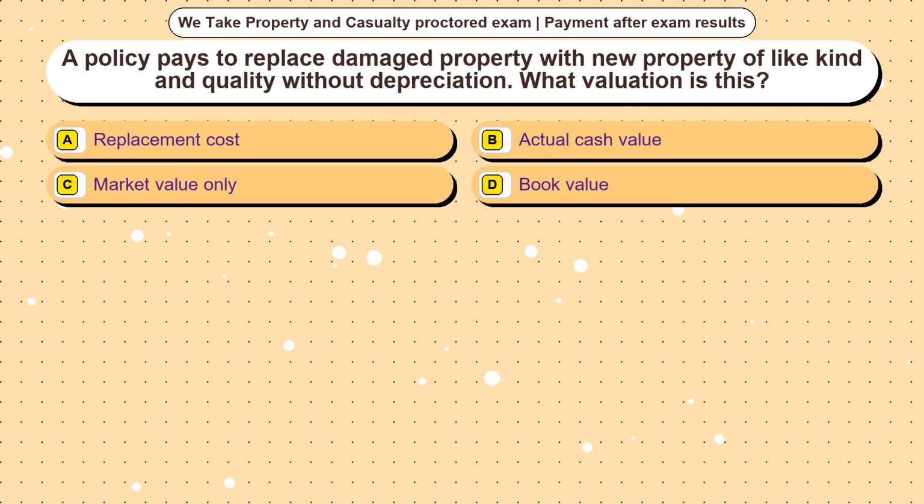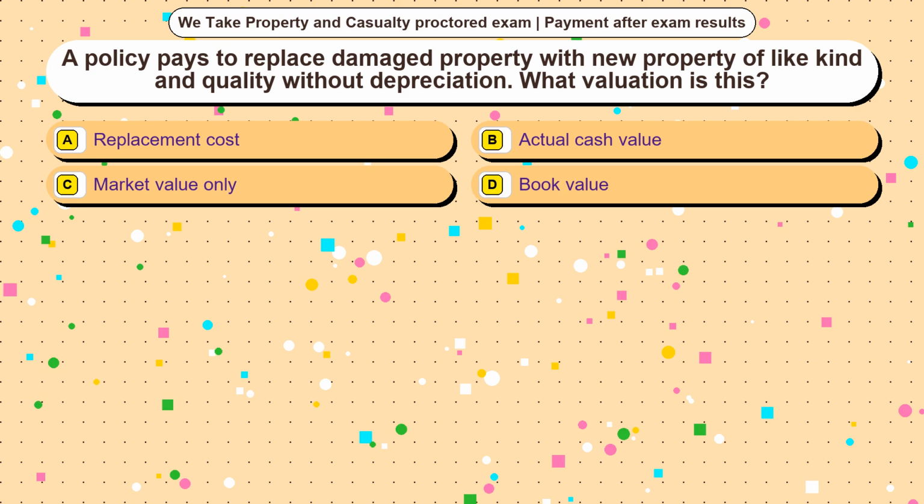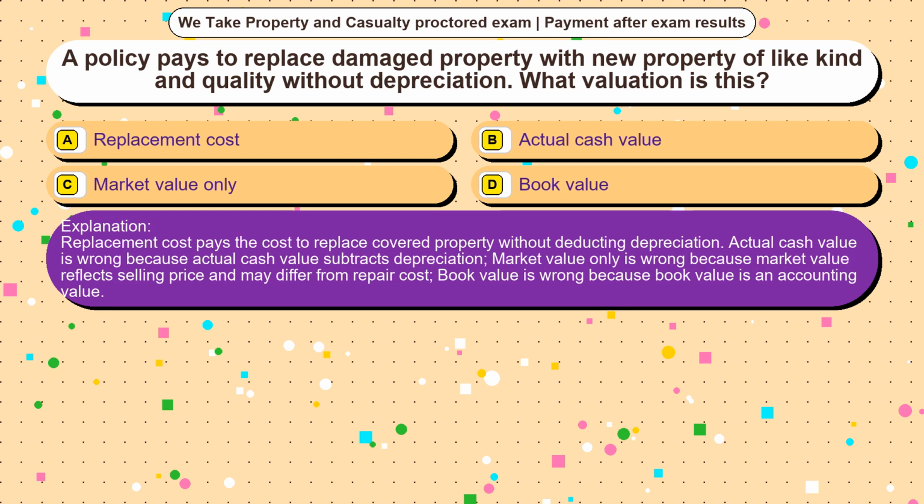Question 22. A policy pays to replace damaged property with new property of like kind and quality without depreciation. What valuation is this? Option A, replacement cost. Option B, actual cash value. Option C, market value only. Option D, book value. The correct answer is option A. Replacement cost pays the cost to replace covered property without deducting depreciation. Actual cash value is wrong because actual cash value subtracts depreciation. Market value only is wrong because market value reflects selling price and may differ from repair cost. Book value is wrong because book value is an accounting value.